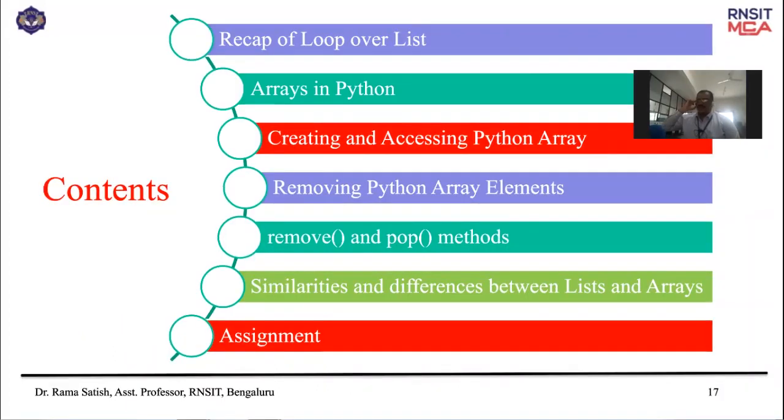Today, we will see some of the recap of what we have discussed in the last class. It is loop over list and arrays in Python, creating and accessing Python array, and removing Python array elements, remove and pop methods, similarities and differences between lists and arrays. Finally, we have assignment.